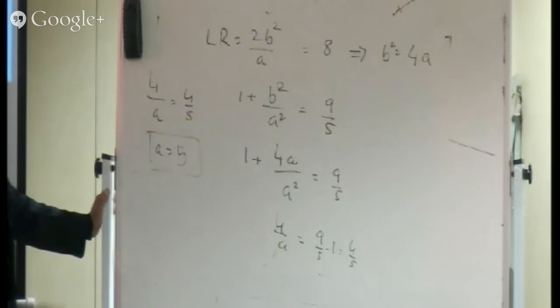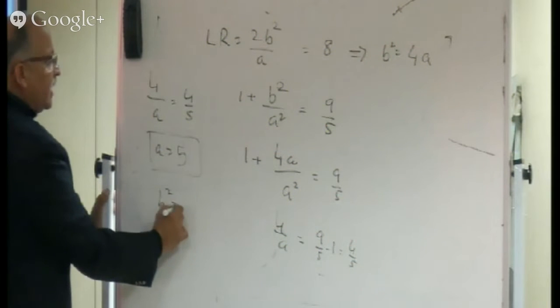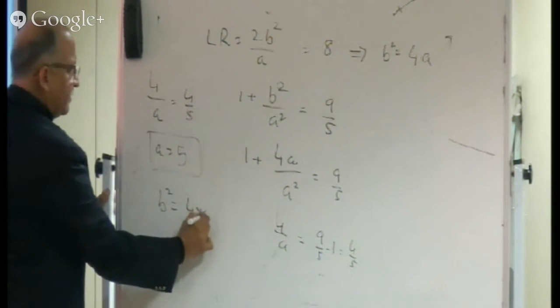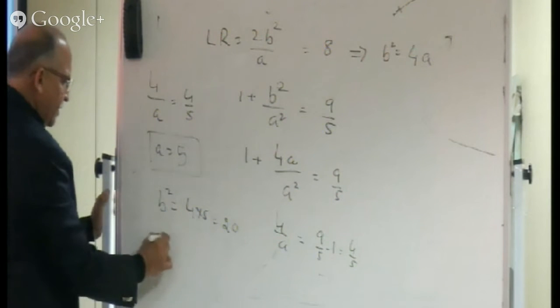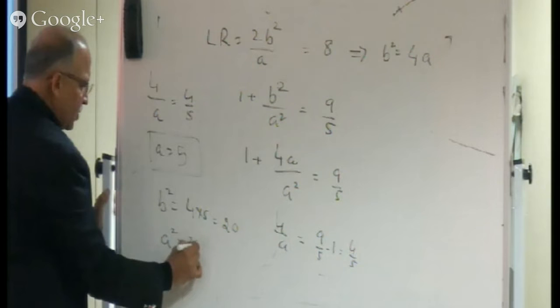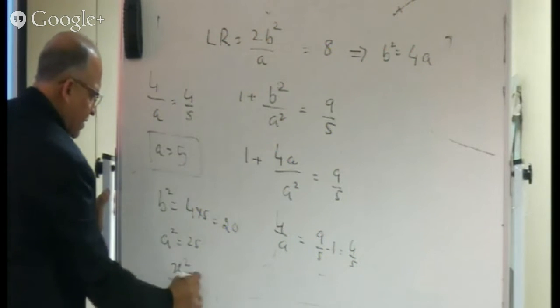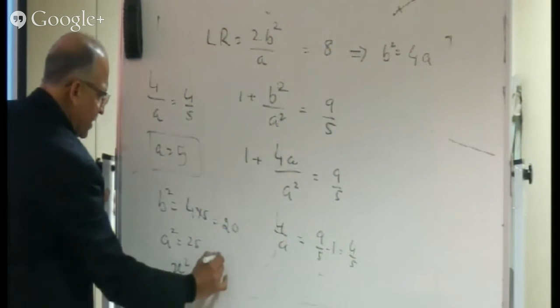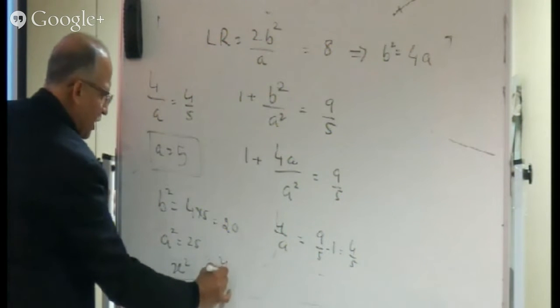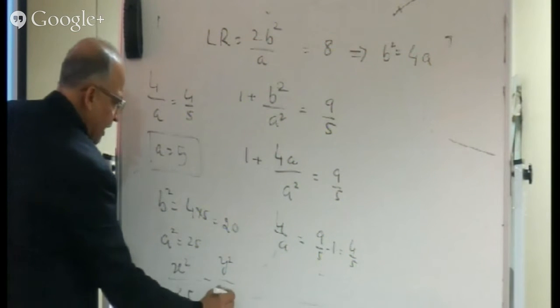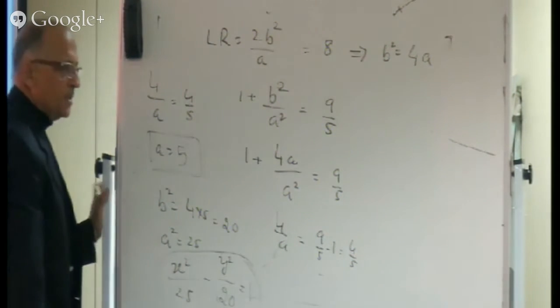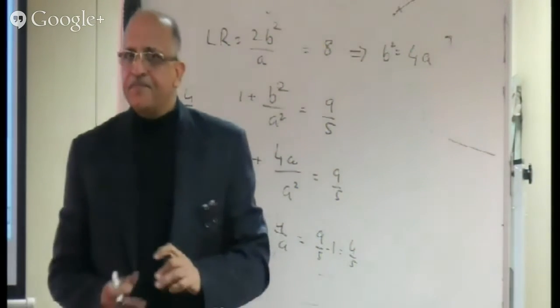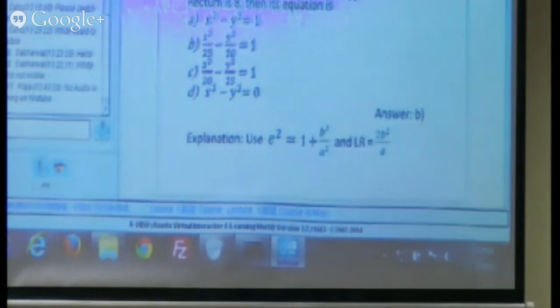And what is B? B square is 4 into 5, 4A, is it not? It is 20. A square is 25. X square upon 25 minus y square upon 20 equal to 1. Do we have the choice? See the question on the slide. Is there a choice like this? The second choice.